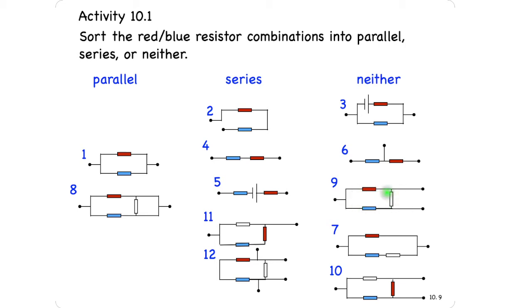For number 9, if you take into account the white resistor, it's still neither parallel nor series. It's not series, because we don't have the same current flowing through the red and blue circuit resistors. And we don't have the same voltage across them either, because there's a voltage difference across this white resistor. Since there's a voltage difference on this side, but on this side they're at the same voltage, there must be a difference in voltage across them. So it's going to be neither.